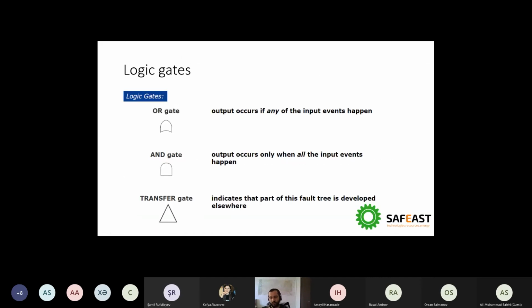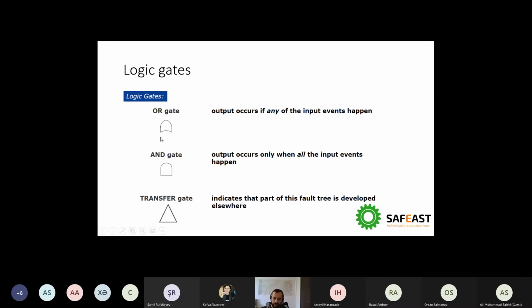So as I said, we use some logic gates. Two of the most popular are the OR and AND gate. The OR gate output occurs if any of the input events happens. So this is either this or this. And I'm sure that you know from probability theory how we sum up their frequency or probability.